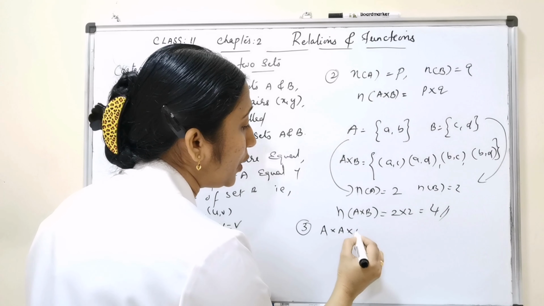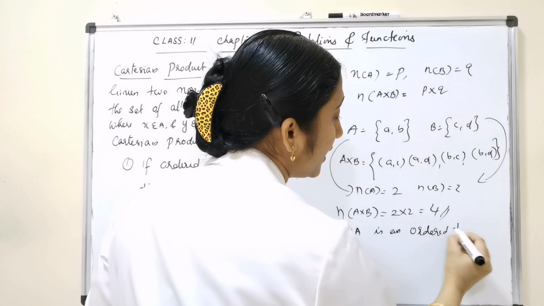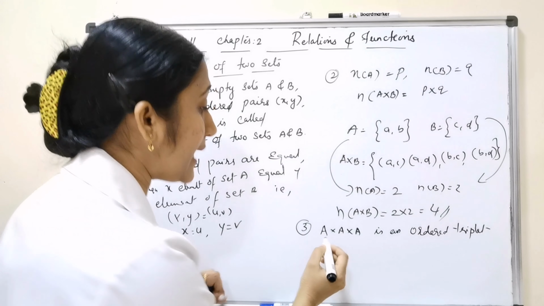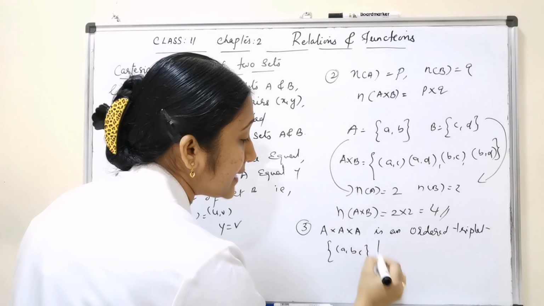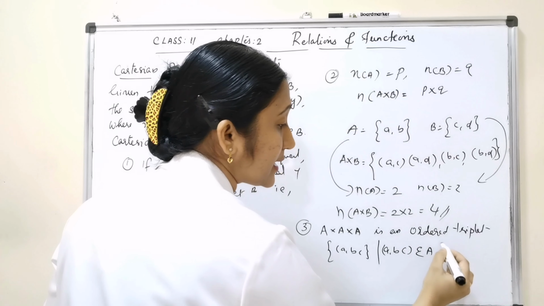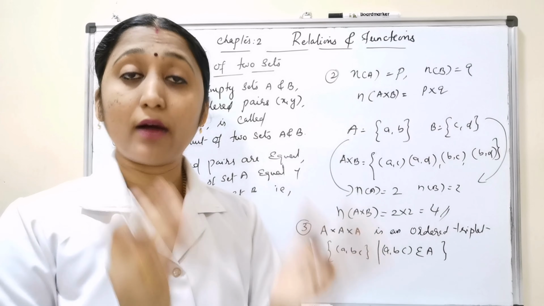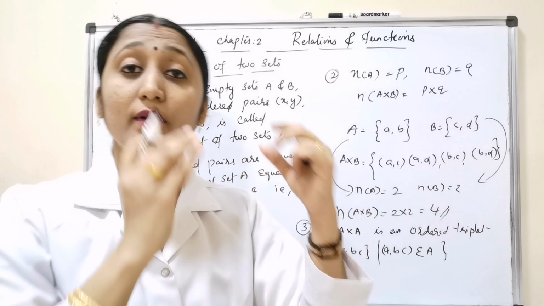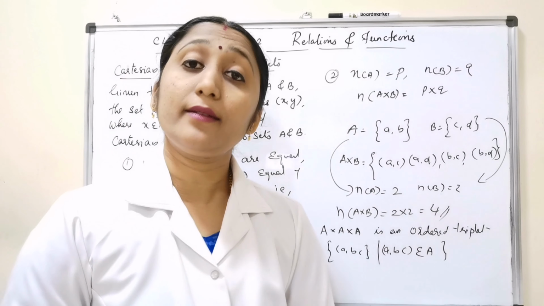A into A is called ordered triplet. That means A cross A is set A, B, C such that A, B, C are elements of A, is called the ordered triplet. That means A cross A means you have to multiply with the same set. Again you have to multiply the ordered pair with the A. That is an ordered triplet.